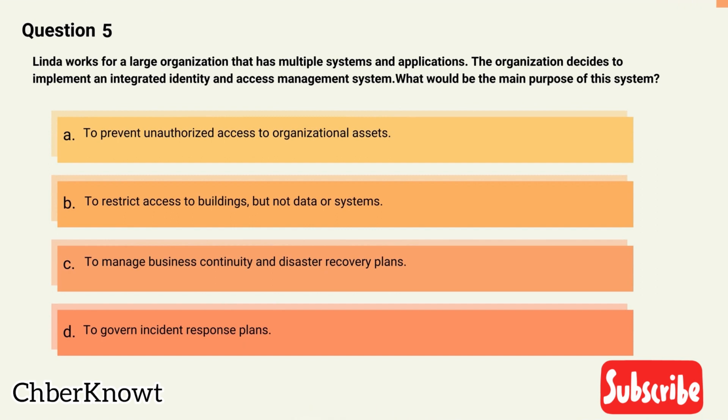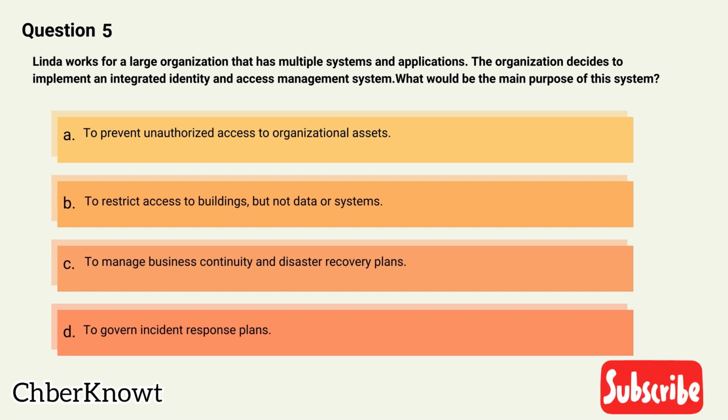Question 5. Linda works for a large organization that has multiple systems and applications. The organization decides to implement an integrated identity and access management system. What would be the main purpose of this system? Option A. To prevent unauthorized access to organizational assets. Option B. To restrict access to buildings, but not data or systems. Option C. To manage business continuity and disaster recovery plans. Option D. To govern incident response plans.